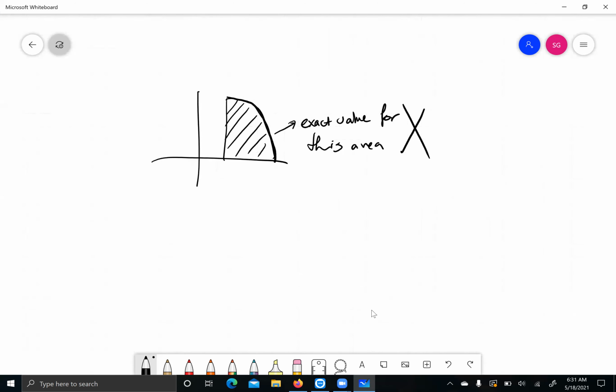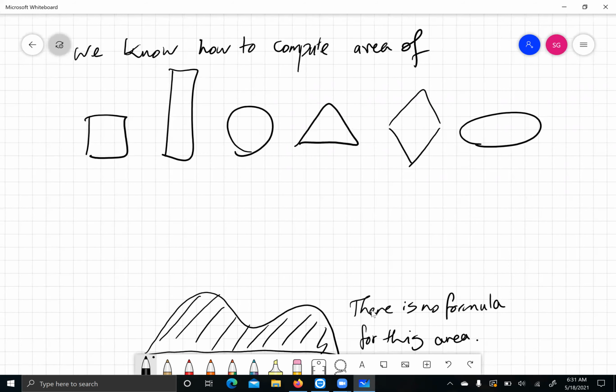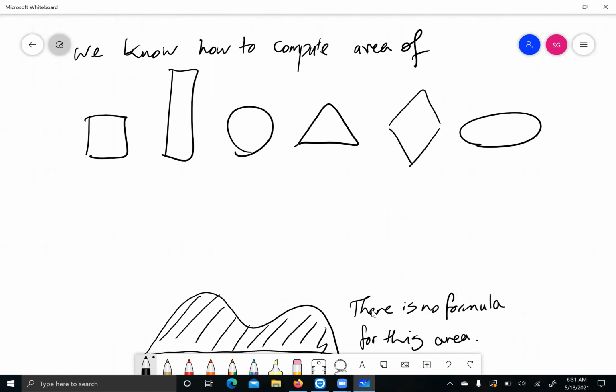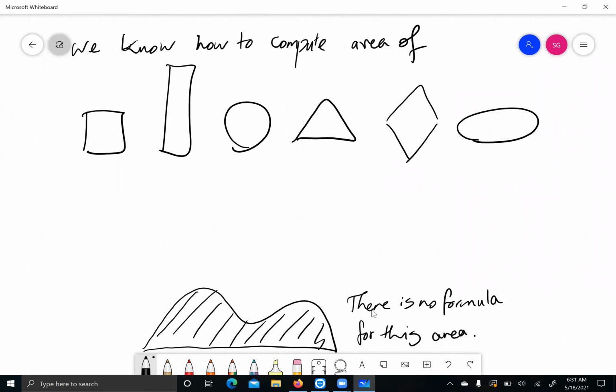So we have to estimate this area. How? Using the areas that we know. Look, in high school, we just learned the area of a square, a triangle, circle, rectangle. So those are the only ones that we know. For example, the area of a circle is pi r squared.